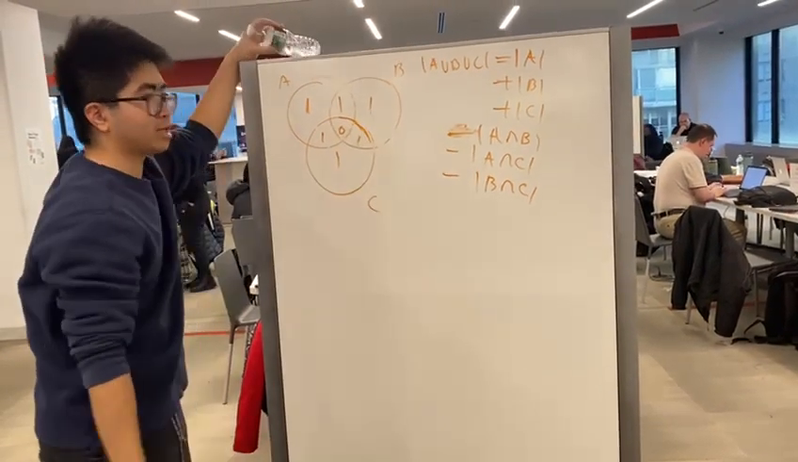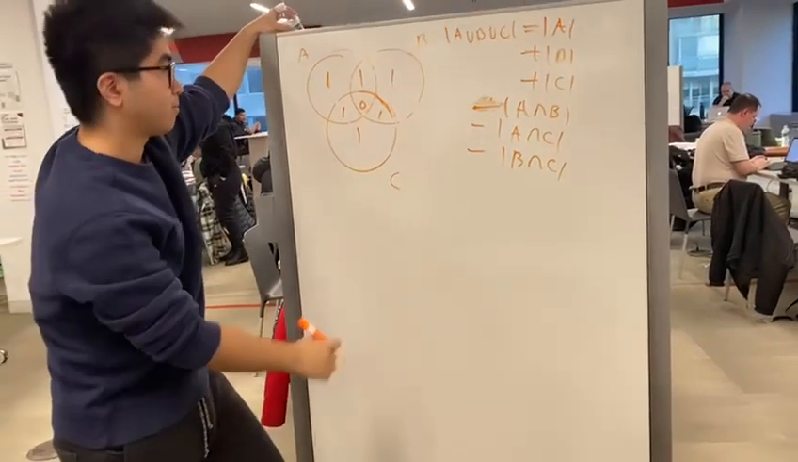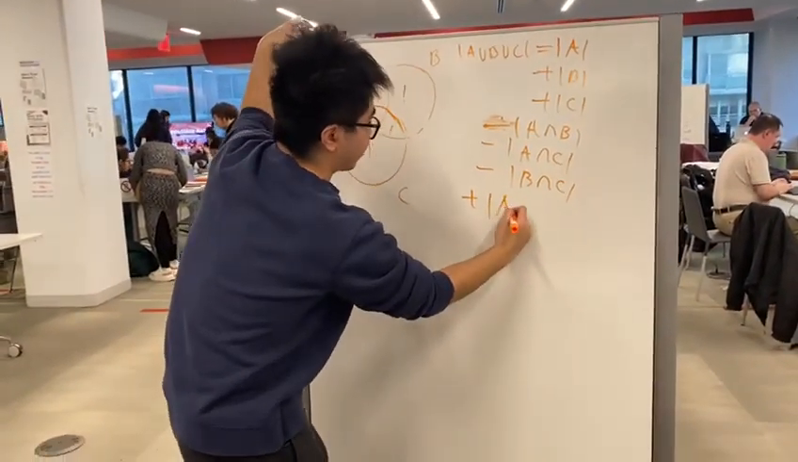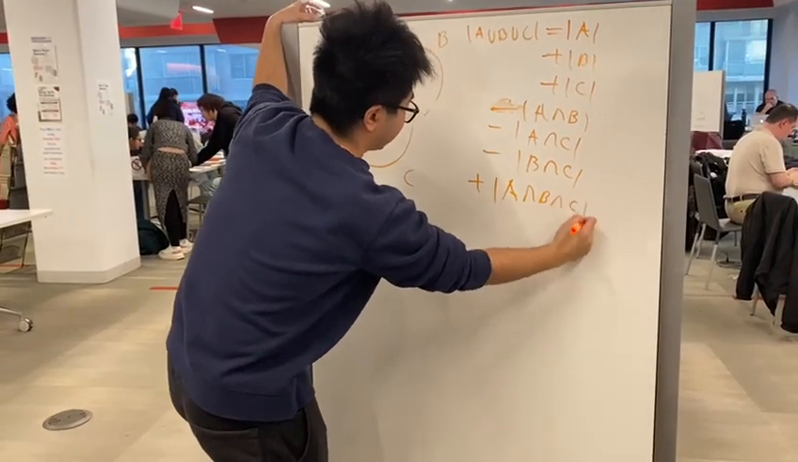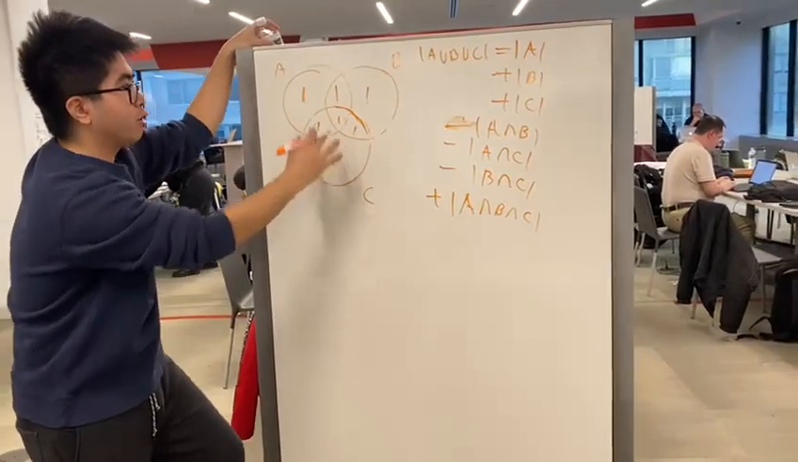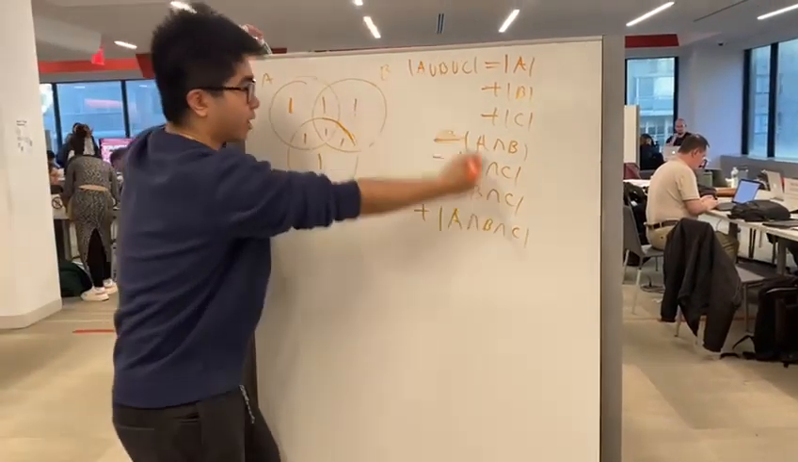Can someone tell me what we should do to make sure that we're counting this part once? Or we count all of them together. Yeah, exactly. We add back the intersection of all three. We count all the intersections together, and so now we're counting this part once. And so now you get your solution where we count each part exactly once, and there's no overlap. This is your final solution.